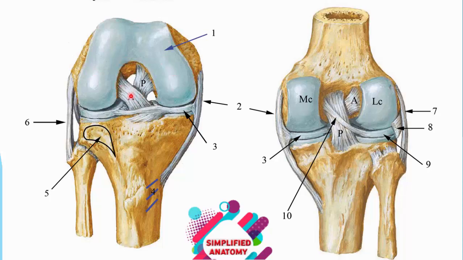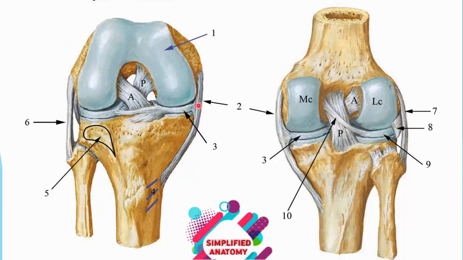If we remove the capsule of the knee joint, we will find this ligament, which is called cruciate ligament, anterior cruciate ligament and posterior cruciate ligament. Number 3 is menisci, medial meniscus and lateral meniscus. This ligament, number 6, is called lateral collateral ligament or fibular collateral ligament. Number 2 is called medial collateral ligament or tibial collateral ligament.